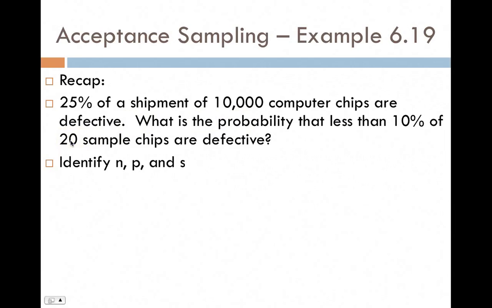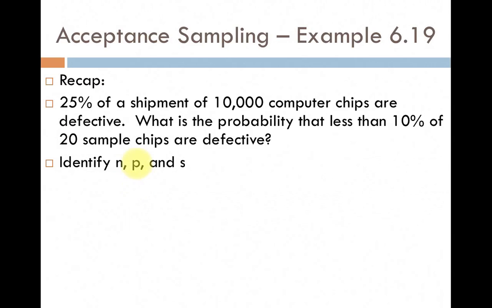Identify N, P, and S. In this class, an acceptance sampling question is always going to be solved with binomial probability. So you're always going to look for N, P, and S. N is the number of trials. How many of these are you testing? How many of these chips are you testing? That is the value for N.